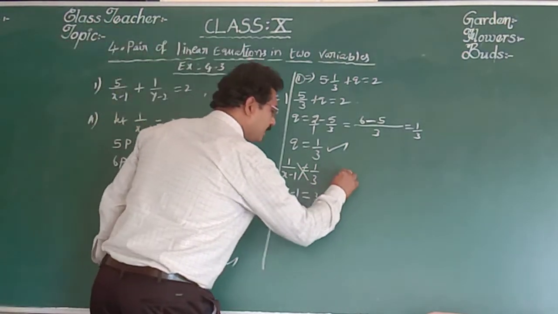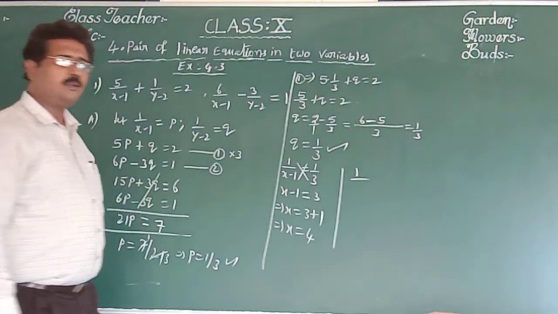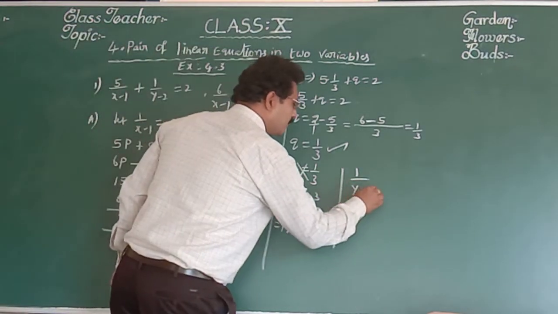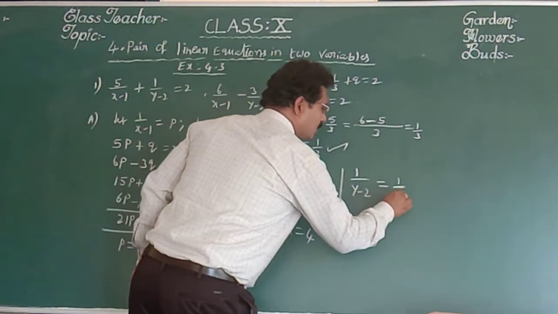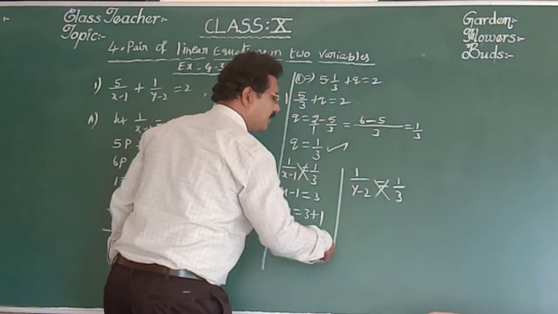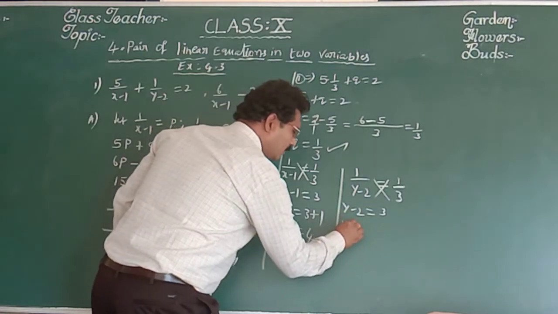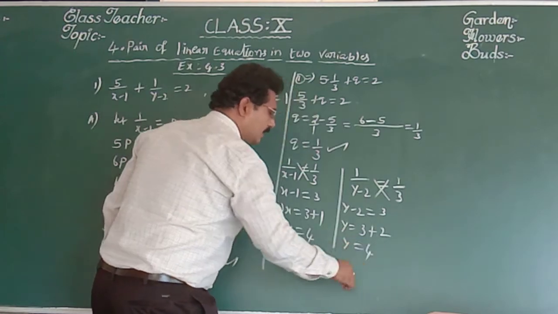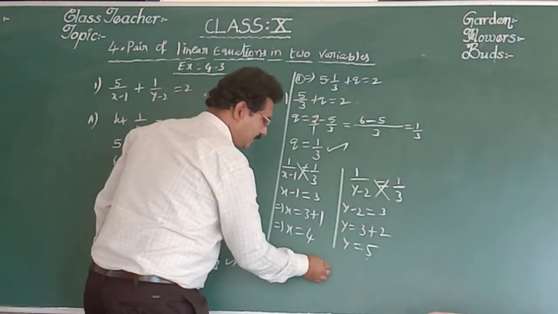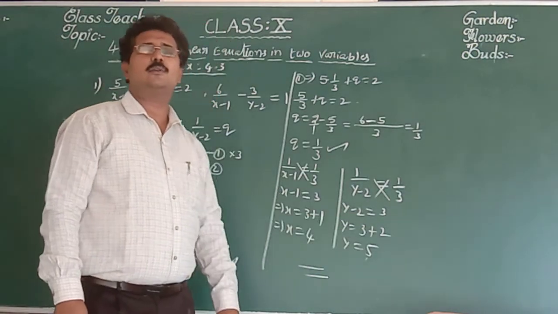Now in the same way, 1 by y minus 2 is equal to q. What is q? 1 by 3. Now cross multiply. y minus 2 is equal to 3. y is equal to 3, minus 2 goes to that side, plus 2. So that, sorry, y is equal to 5. Therefore, what is the required solution? x is equal to 4 and y is equal to 5.